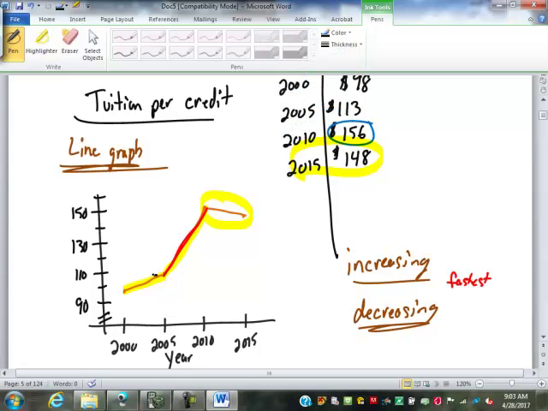I can trace it over, but you can see there I can't tell for sure, is that 110, 112, 113, what's it at? Getting an exact value off the graph, again, is difficult to do. That's where we would go back to a table like this.